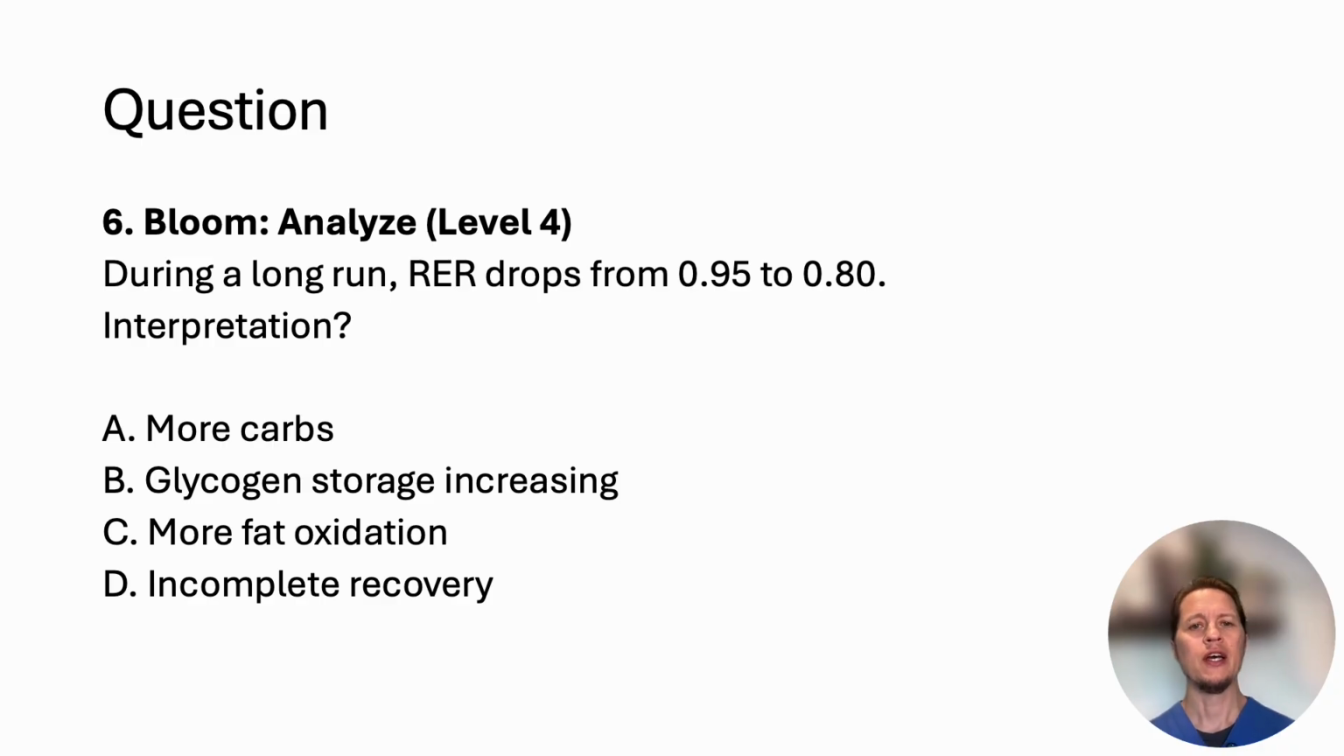Question 6. During a long run, a runner's respiratory exchange ratio starts to drop from 0.95 to 0.80. What is going on? What is your interpretation of this? A, did more carbs become present, right? They stopped at a Dunkin' Donuts along the way and grabbed something good. B, glycogen storage is increasing or recovering, or maybe you're building back that glycogen. Same thing, maybe they stopped at a rest station and fueled up. C, more fat oxidation, or D, incomplete recovery. Now this one, maybe I didn't word this so well, but the answer is C.